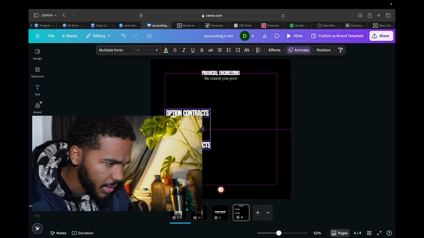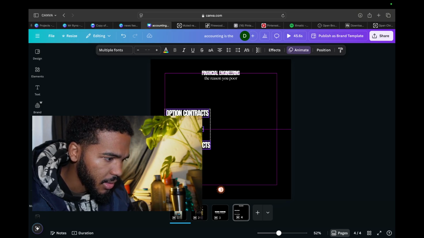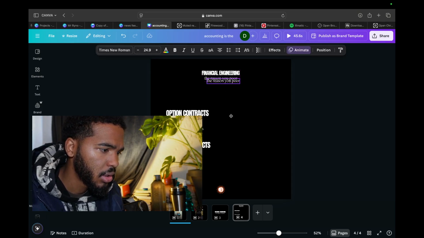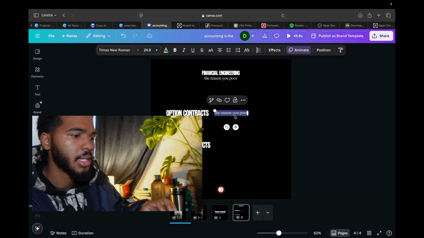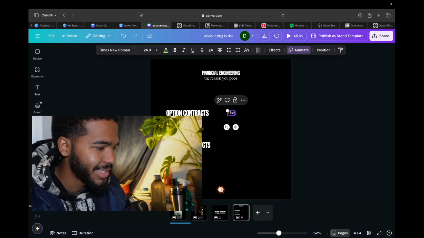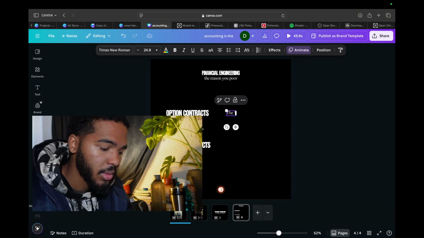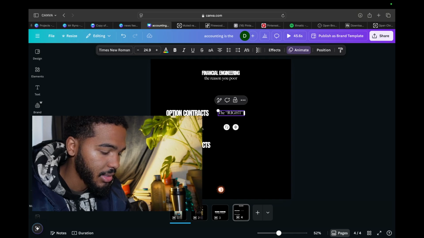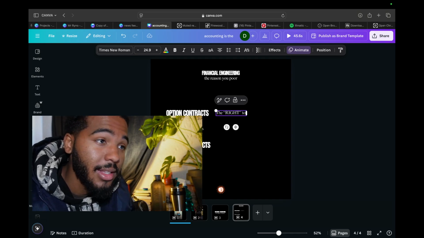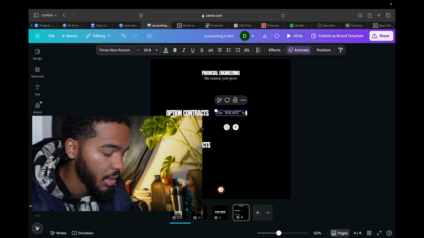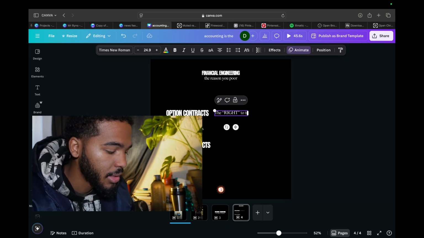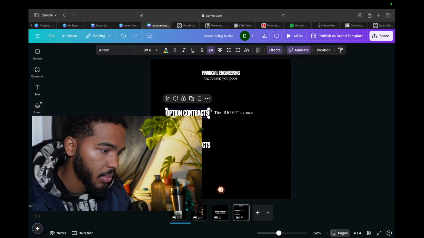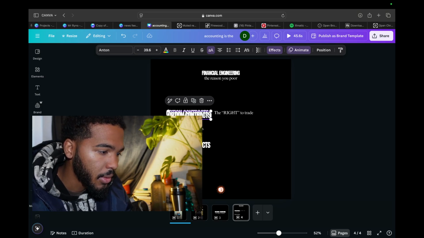So we need to understand what these are, right? How we're gonna do that is pretty nuts. An option contract is essentially the right. That's very important. The right to buy, the right to trade, to exchange. Let's say the right to trade. Then we have a forward contract.